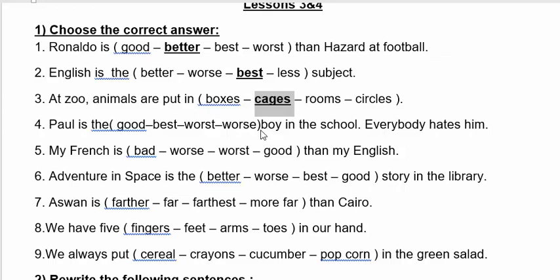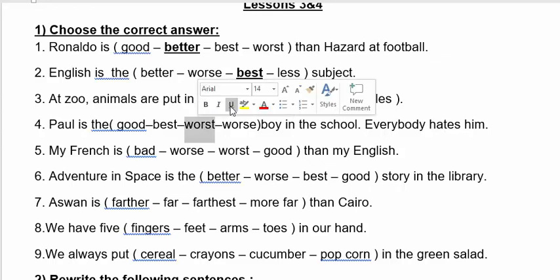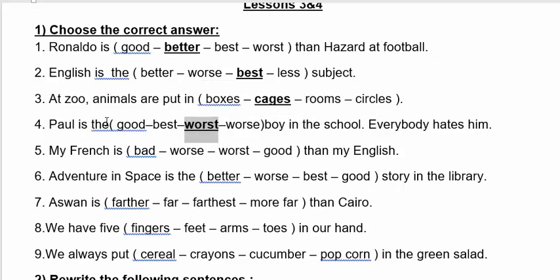Here we don't have than, so we can't choose worse. So it's the superlative form of bad, because here we have the, and the superlative form of bad is the worst. Paul is the worst boy in the school. So the answer will be the worst.